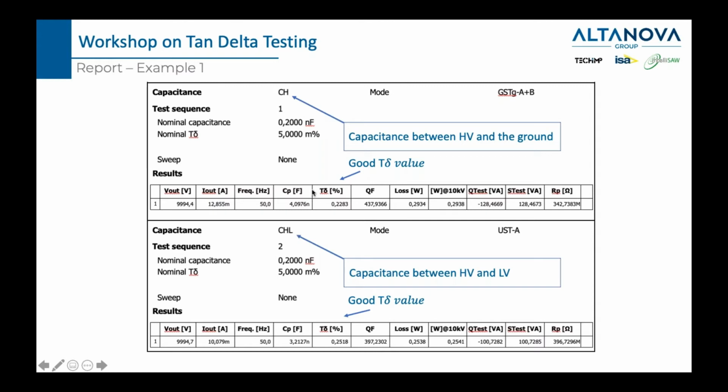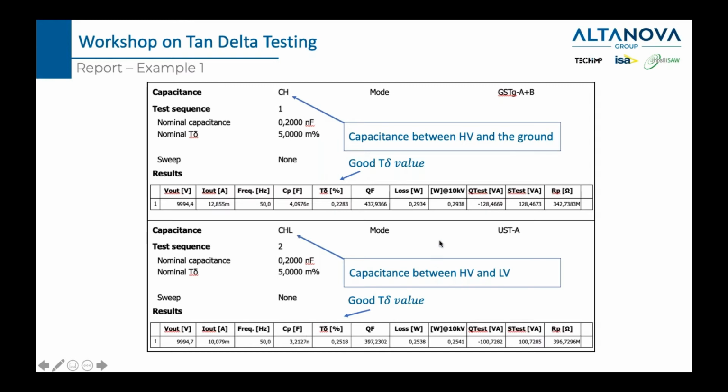Actually, this is the example we used before when we were explaining what numbers we get when we are doing the tan delta measurement. Then we measured CHL, capacitance and tan delta between the high voltage and the low voltage. We said that very often this is the most important value because if something breaks there or if there is some imperfection there, there is a tendency that it will break quite soon. The tan delta was 0.2518, much below 1%, and the capacitance was 3.2.